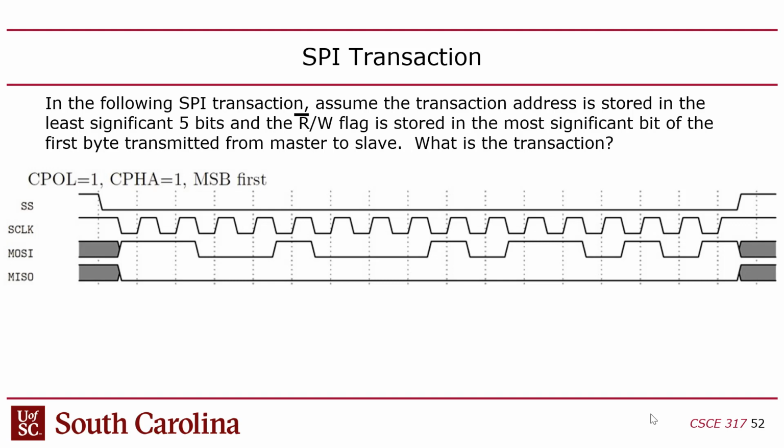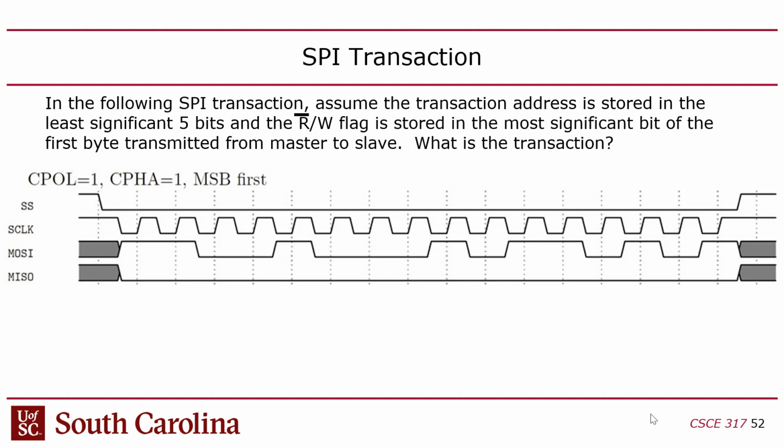Also, notice that I put a little bar over the read. That indicates that if that bit is 0, you're reading, and if it's a 1, you're writing, because that bar is meant to represent a logical complement. Make sense? Meaning the read is active low, write is active high.